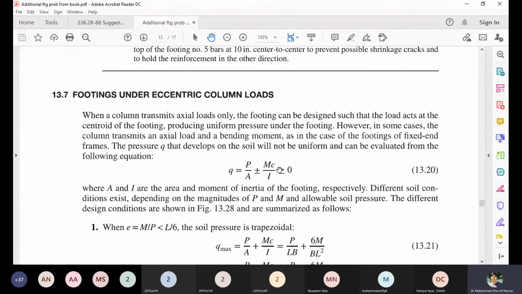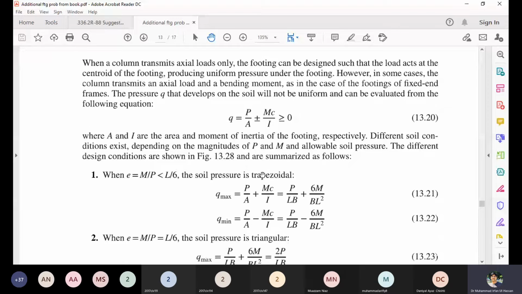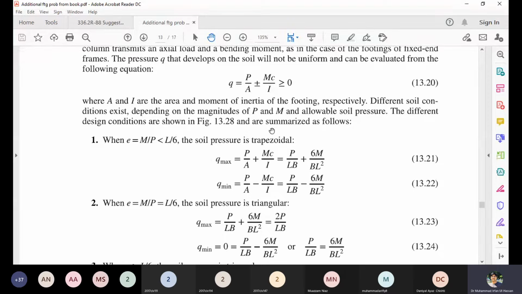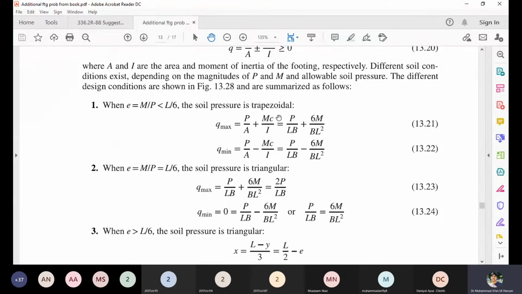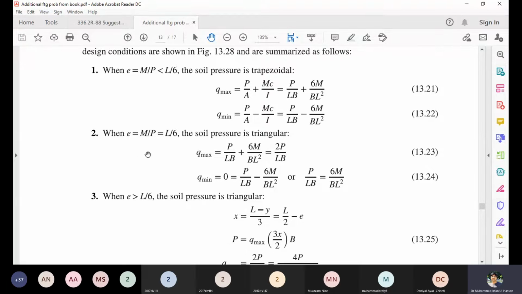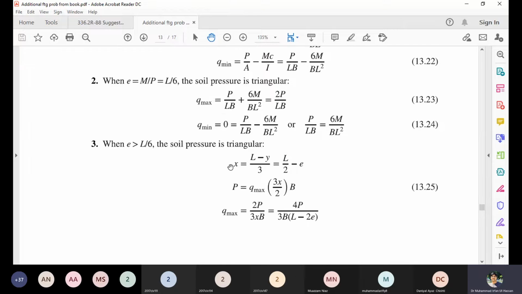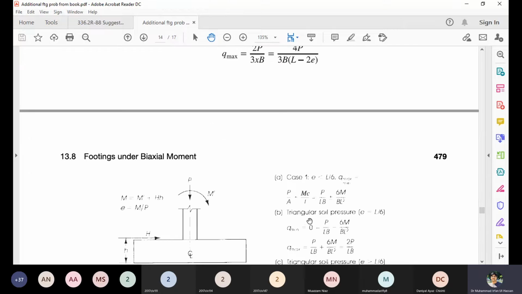Then when the footing load is applied at some eccentricity, I have told you that there are three conditions. When the eccentricity is less than L by 6, then the pressure is P over A plus My over I. Putting the values of A, and L and B as the length and width of the footing, you can compute the maximum and minimum pressure. The second one is E equal to L by 6, then this is the pressure. And when E is larger than L by 6, then this is the pressure.